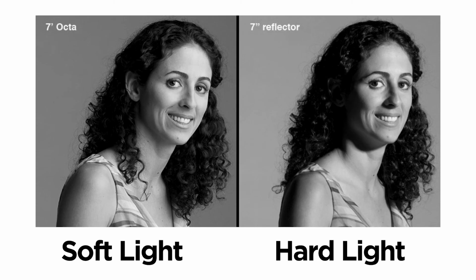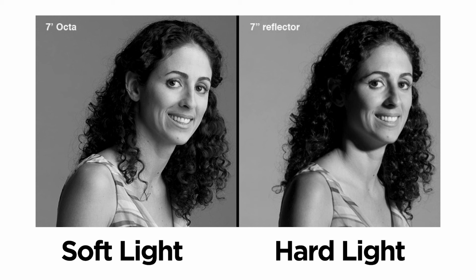So on the left is an image taken with a very large light source, a 7-foot light source. It's basically a small light bulb going through this box, which has a 7-foot diffuser on the front. So you can see the shadows are very, very soft. You can kind of see where they end, but they're very, very soft and feathered.